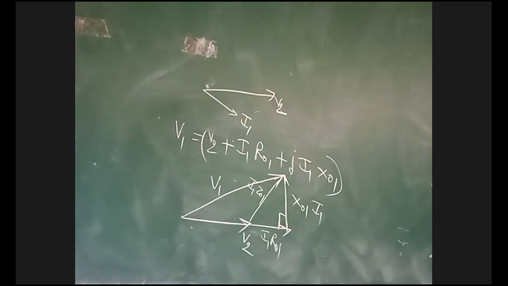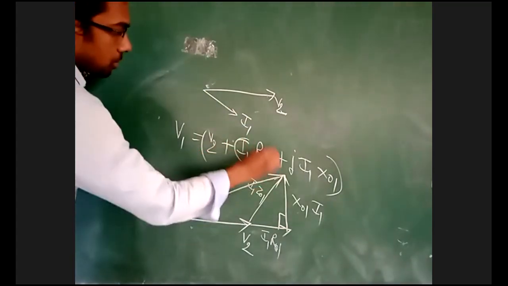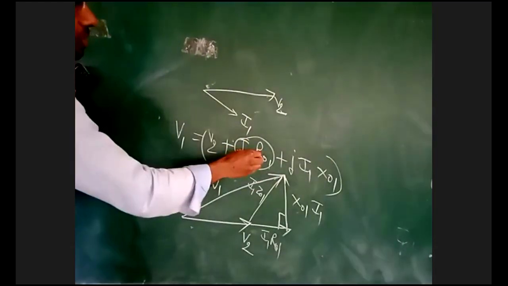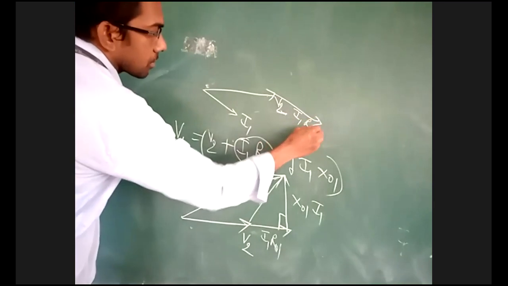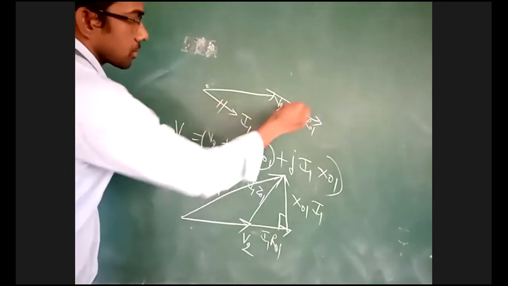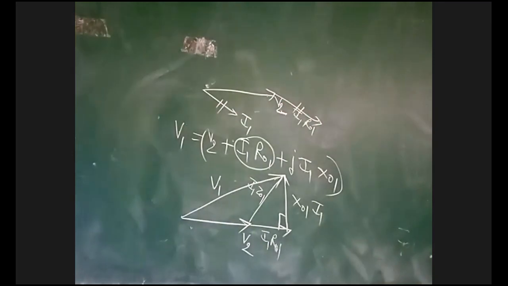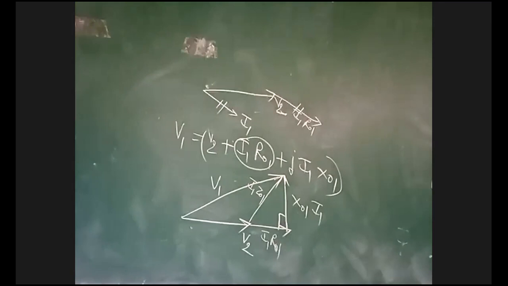Now here, this is the voltage drop. Take down, that is I1 into R01. Parallel to I1, I am taking I1 into R01. Do you have any doubt in this? You can ask me.